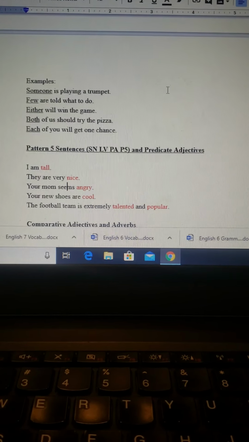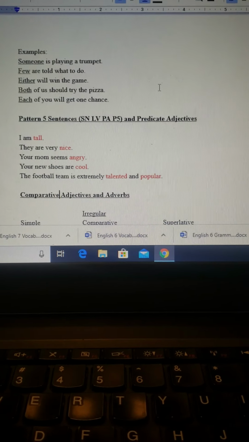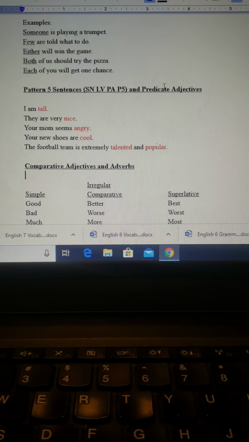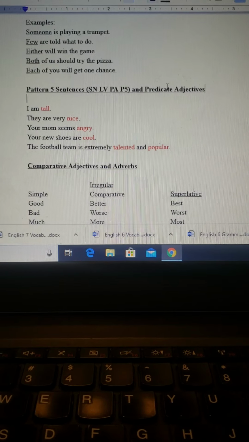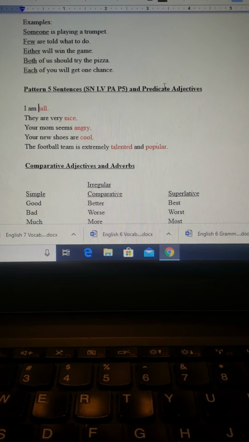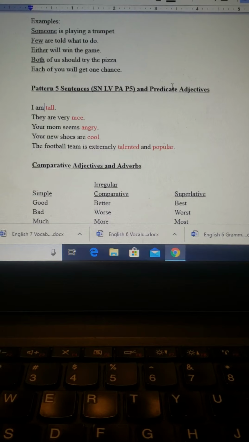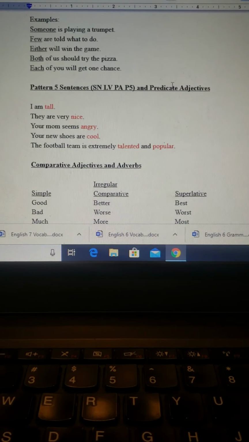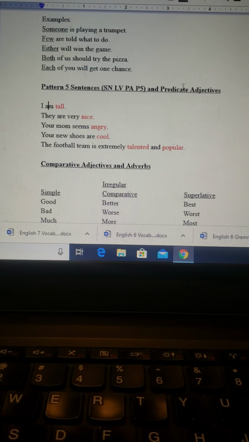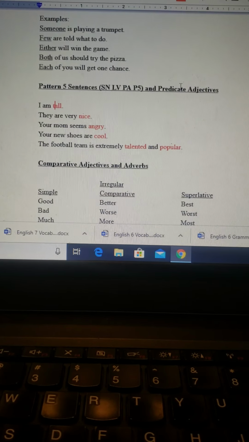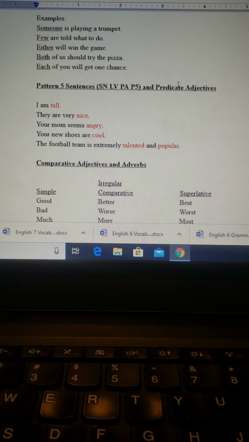All right, so pattern 5, sentences with predicate adjectives. I'm not going to spend a ton of time on this. Again, it's just like predicate nouns, except we've got a linking verb. I've got the predicate adjectives highlighted in red, by the way, in case you're colorblind. So: am, tall, right? This isn't like I kicked the ball, but it's set up the same way.